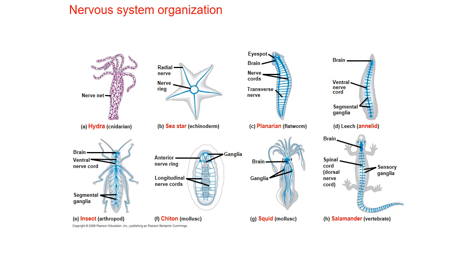The Annelida and the Arthropoda exhibit a little bit of similarity. They contain a brain, a ventral nerve cord and segmented ganglia. And if you take the vertebrates, they have the brain, the spinal cord, nerves and ganglia. For the vertebrates, the spinal cord is a very important feature.